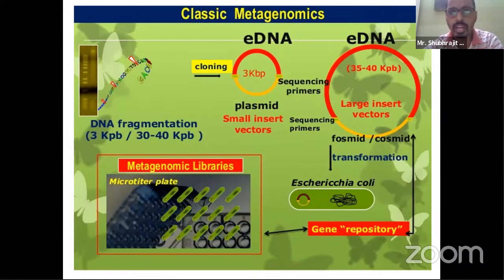For the classic metagenomic approach, we can also do that. We clone the genetic fragments isolated from the environment into the plasmid, grow them, and then send it for sequencing.